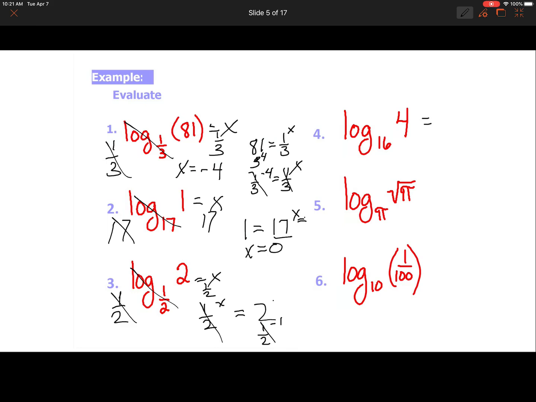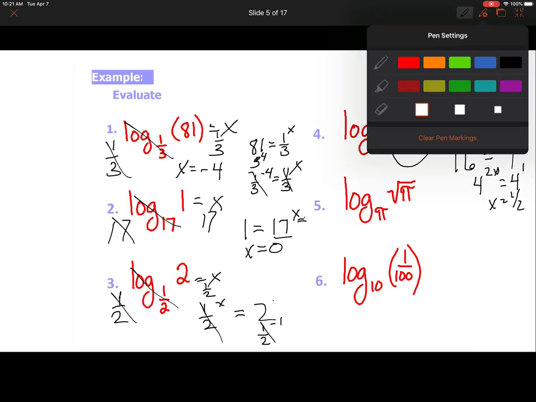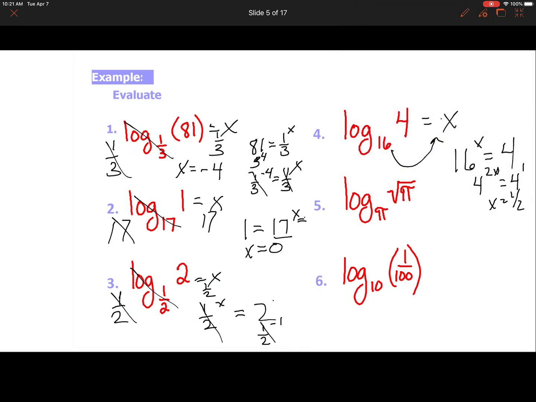The other way is to go around the tree through the rabbit hole. So just to show you that, we go around the tree. So 16 is my base, x is my exponent. When I look through the rabbit hole, I see 4. And again, a lot of us would probably end up solving this one a little bit differently, and you would end up getting the same answer, though, of 1/2.